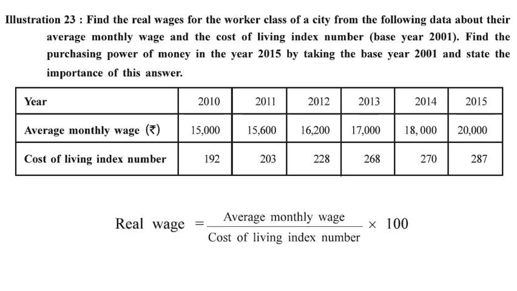The formula for real income or the real wages is average monthly wages or average income divided by cost of living index number into 100. That means for each and every year given, for 2010, 11, 12, 13, 14 and 15, you have to calculate the real income. That is, for 2010, the wage is 15,000, the index number is 192, so 15,000 divided by 192 into 100. For 2011, 15,600 divided by 203 into 100. For 2012, 16,200 divided by 228 into 100, and so on. You have to calculate the real wage for each and every year.